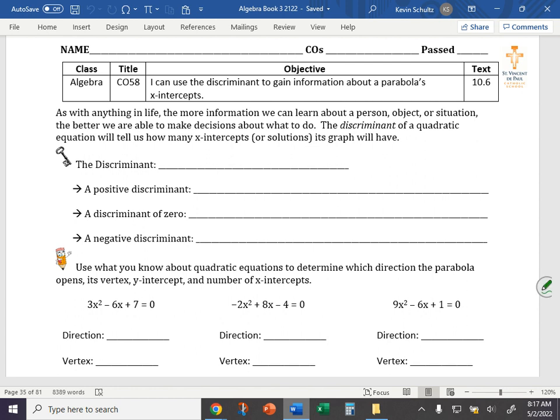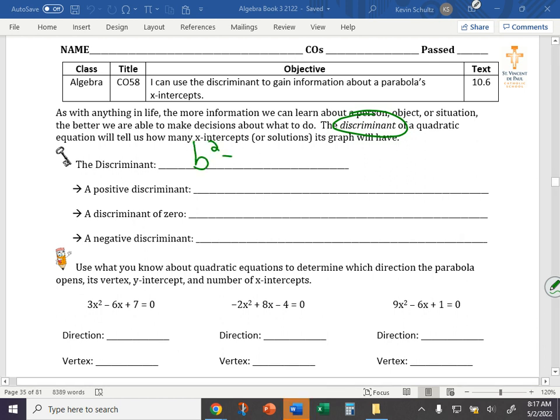There's something in algebra called the discriminant. The role of the discriminant is to tell us how many x-intercepts a parabola has, not what the x-intercepts are. You have to actually solve the parabola to find those, but it does tell us how many there are. The discriminant is another formula, like the vertex formula and the axis of symmetry. The discriminant is b squared minus 4 times a times c.